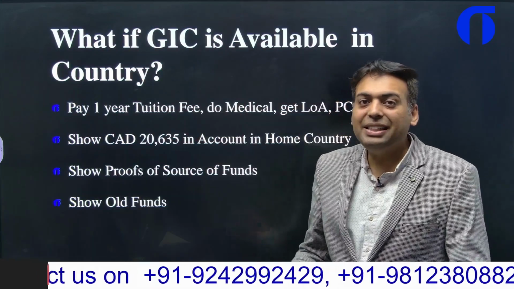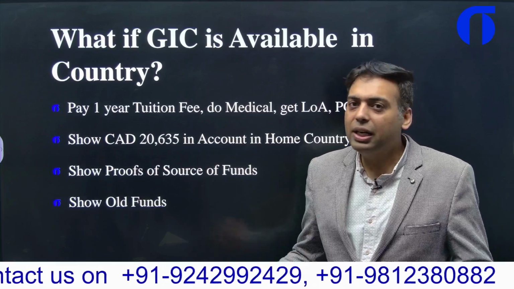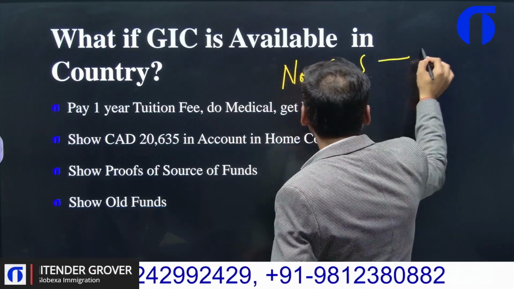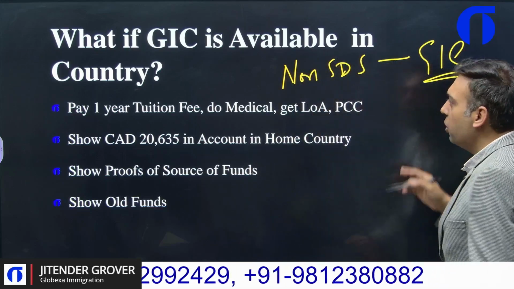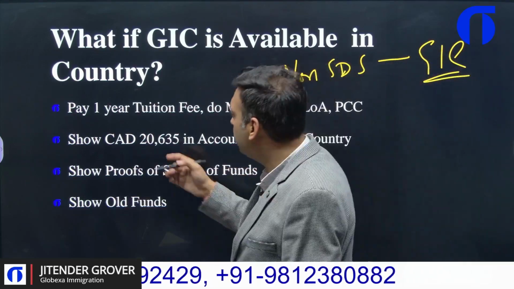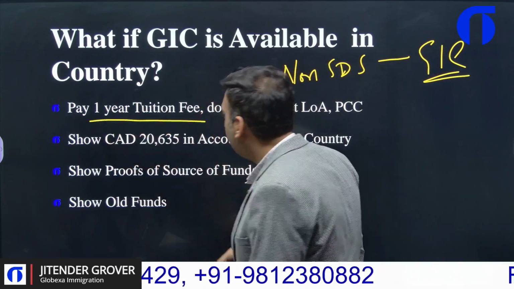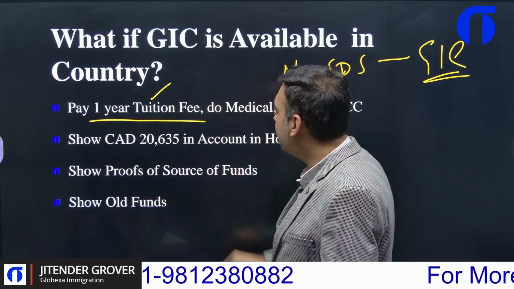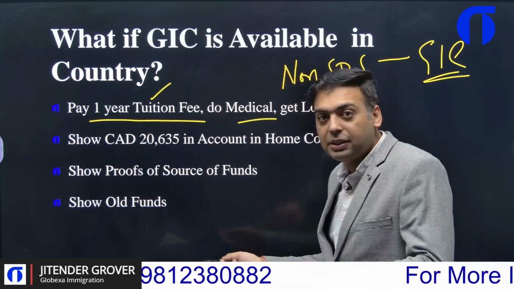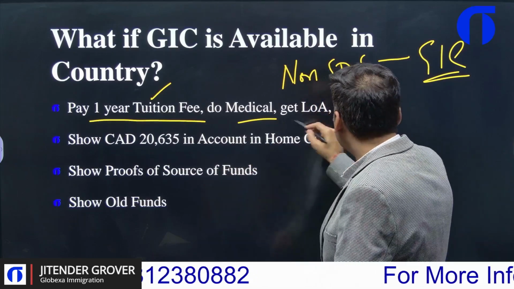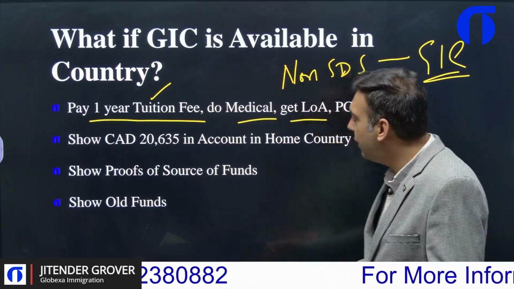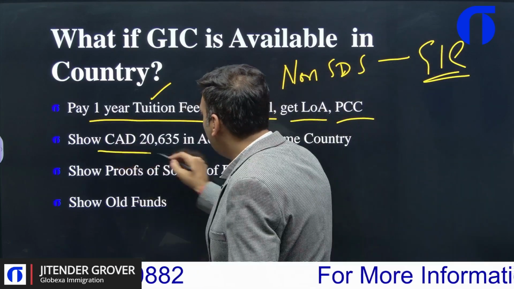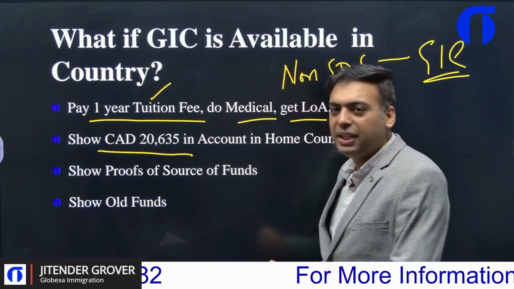Next is, what if GIC is not available in your country? Your country is a non-SDS country and the GIC concept is not there in your country. You can't do GIC from your country. Then what should you do? At least pay your first year of tuition fee. That you can do. Rather than paying 6 months, you can always pay the first year of tuition fee. Do your medical in advance. That can also be done. It's quite easy. Get LOA, the final LOA you can take. It's not a problem. PCC you can take. It's not a problem. Then you need to show your living expenses in the form of GIC.